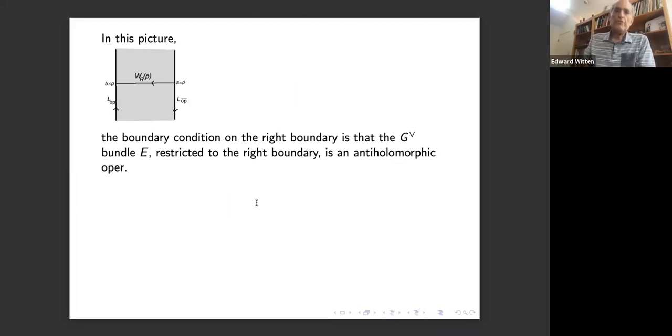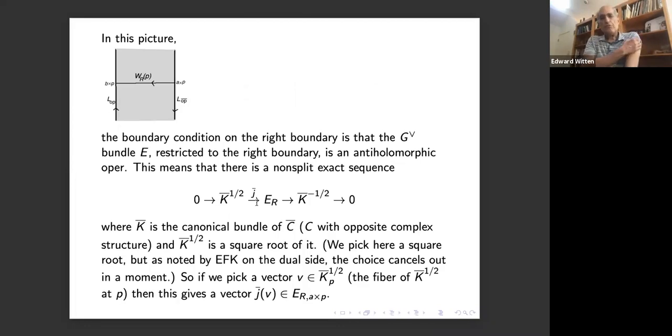In this picture, the boundary condition on the right boundary is that the G-dual bundle E restricted to the right boundary is an anti-homomorphic OPER. That means, as I said before, that there's a non-split exact sequence. That in particular gives an embedding of K bar to the 1/2 in E_R, where K bar is the canonical bundle of C bar. C bar is C with the opposite complex structure, K bar is its canonical bundle. K bar to the 1/2 is a square root. We pick a square root, but the choice cancels out in a moment.